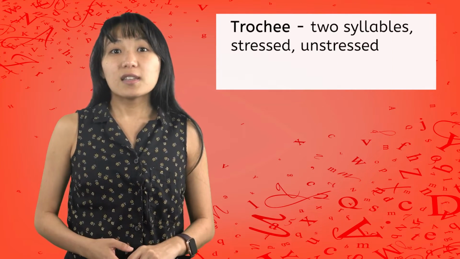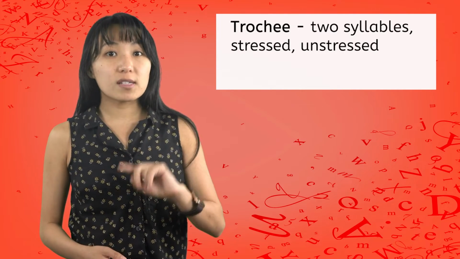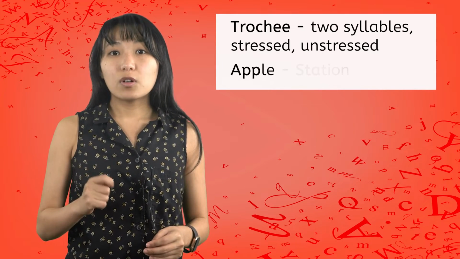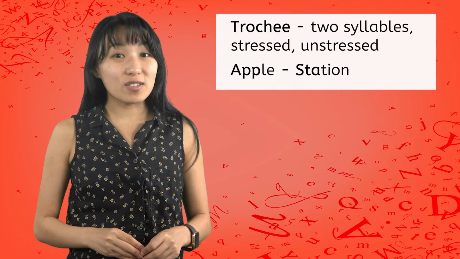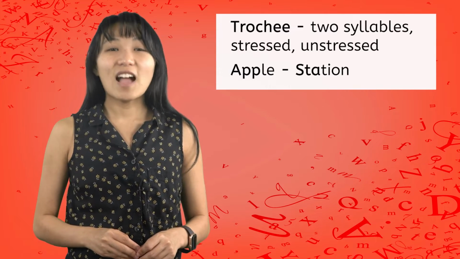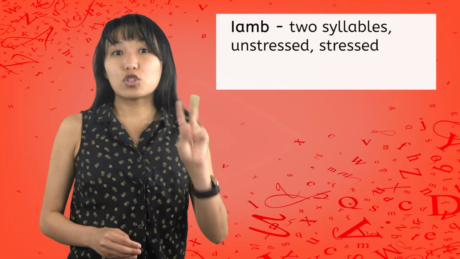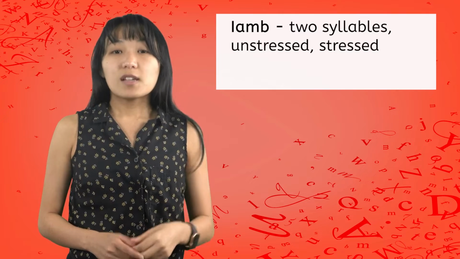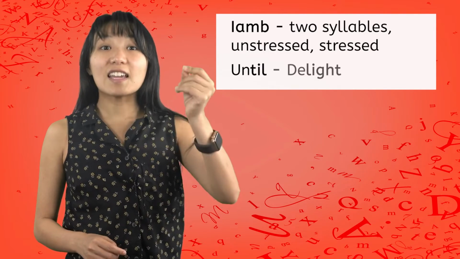One type of metrical foot is called a trochee. This pattern occurs when you have 2 syllables with the first stressed and the second unstressed. Examples include words like apple or station. Can you think of a word or phrase that follows this pattern? Another type of metrical foot is called an iamb. It contains 2 syllables with the first unstressed and the second stressed. Some examples would be words like until or delight.